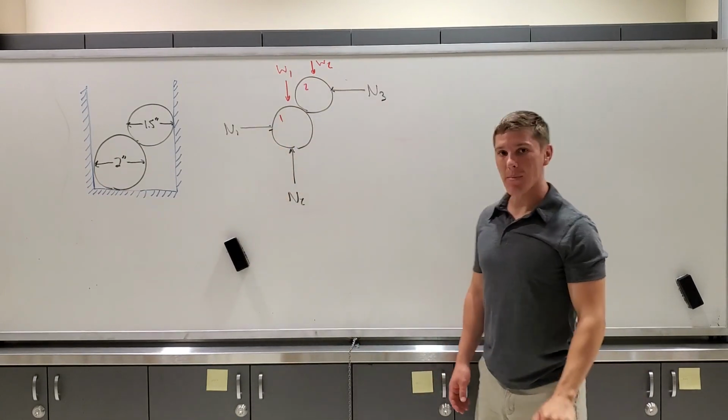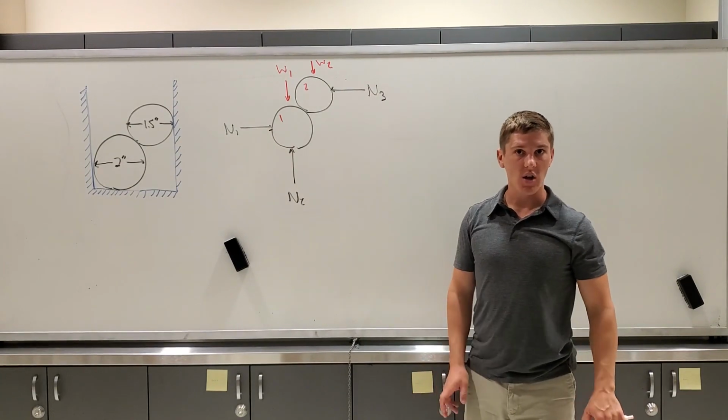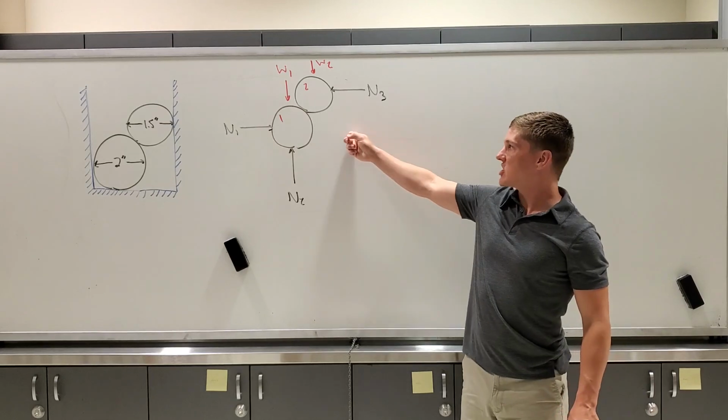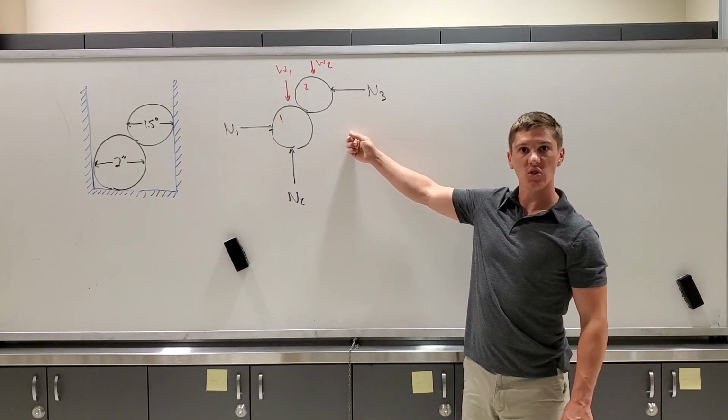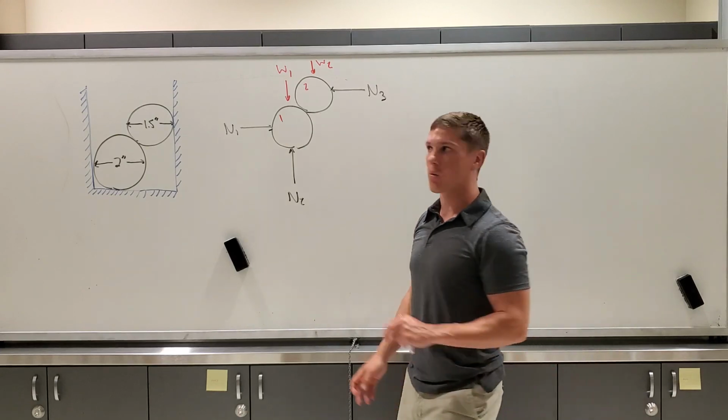So there is our free body diagram of the entire system. This is going to give us 2 equations of equilibrium. We have the sum of the forces in the x direction is equal to 0, and we have the sum of forces in the y direction is equal to 0. So let's go ahead and write those out.